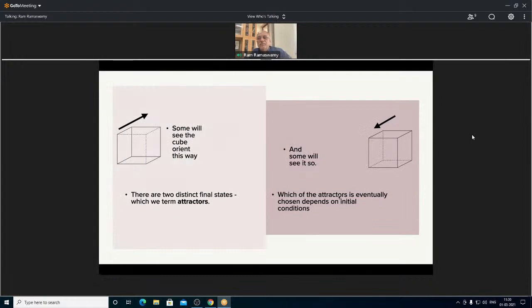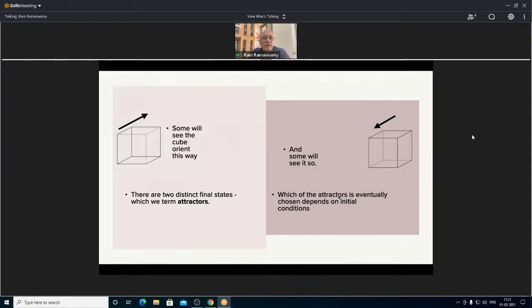Okay, so some people will see the cube oriented downwards, and some of you will see it upwards. And this is a famous illusion, if you like, that is shown in so many of your neuroscience discussions. But what this will also help to do is put some of the notation of what I want to talk about today.